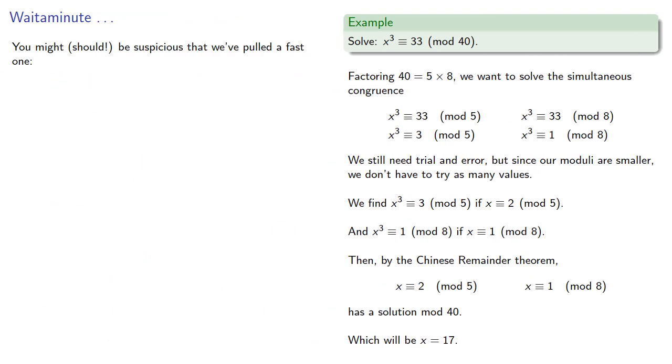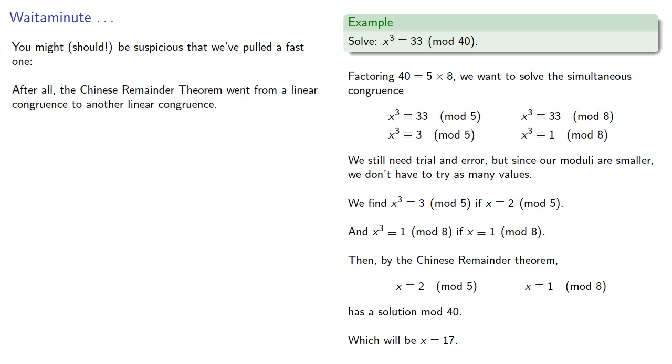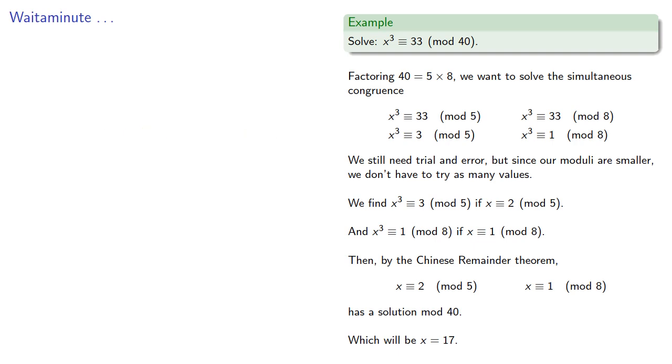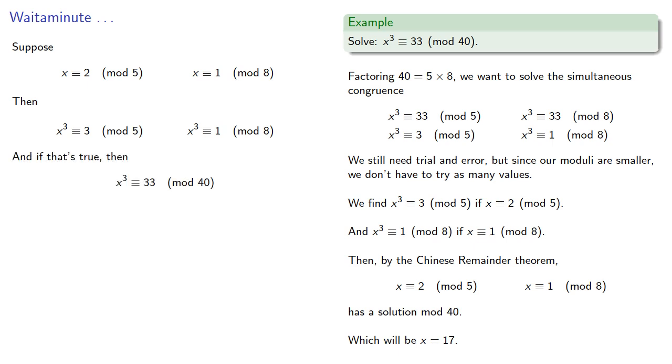Now, you should be a little suspicious that we pulled a fast one. After all, the Chinese remainder theorem went from a linear congruence to another linear congruence. However, the fact that we're using powers doesn't alter the results. So let's walk our way through that. Suppose x is congruent to 2 mod 5 and 1 mod 8. Then if I cube them, I do get x cubed congruent to 3 mod 5 and 1 mod 8, and if that's true, x cubed is definitely congruent to 33 mod 40.